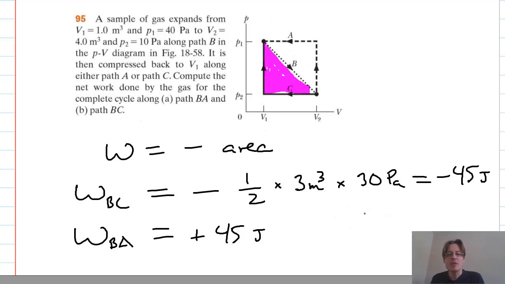Now remember, these values of W that I have here are the amounts of work input to the engine. The question actually says, compute the net work done by the gas. So in this case, the work done by the gas would actually be plus 45. In BA, the work done by the gas would be minus 45. So you got to be careful. Our definition of W is the work input, as opposed to the work from the engine, the work from the gas.